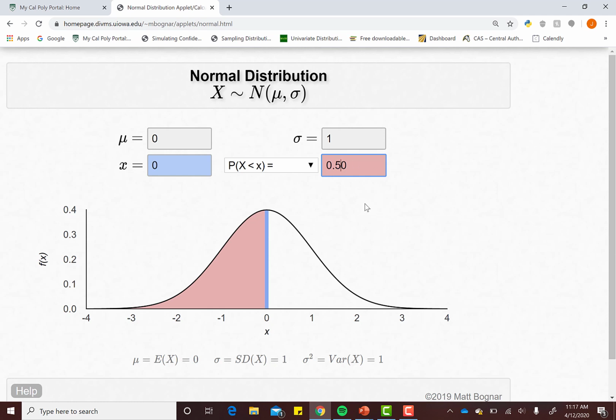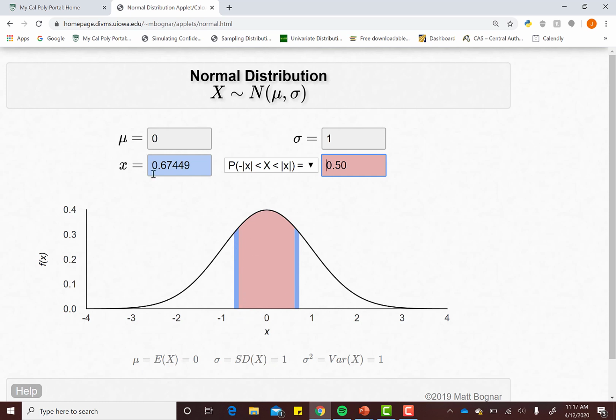Now again, this was what a percentile is. It's saying the value of 0 is greater than 50% of observations, or 50% of observations are less than 0. That's not what we're after. We're after the central 50%. So I'm going to change this to this bottom option, and I'm going to type in 0.50. What you'll notice is this red area is indicative of 50%, and these two blue lines are representing the values associated with that.